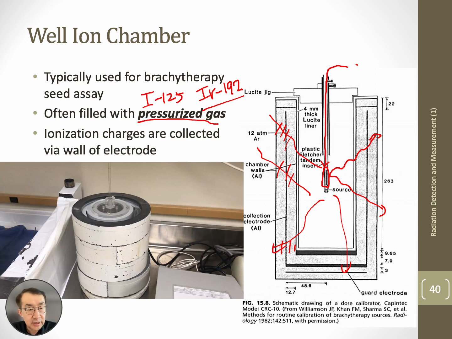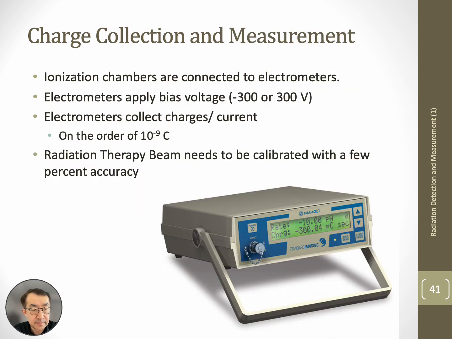So this picture here is actually the ion chamber that we use for the iodine-125 seed assay for IPLEX, and we connect this to the electrometer, and then you measure either charge or ampere. Okay, all right, so every ion chamber needs to be connected to this electrometer.